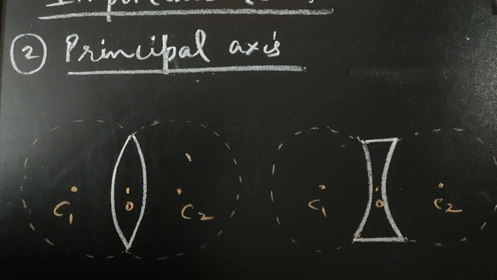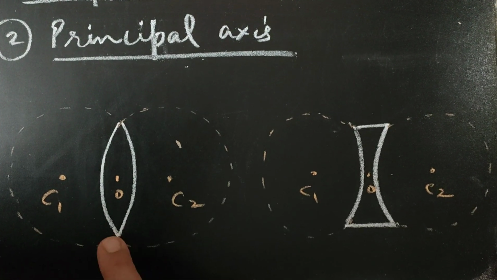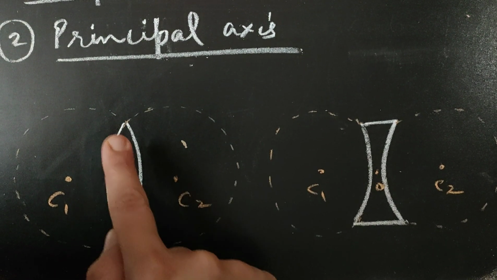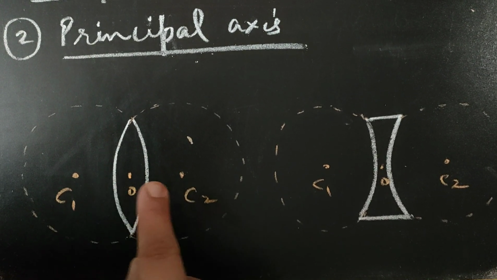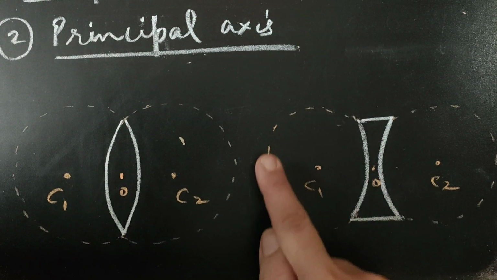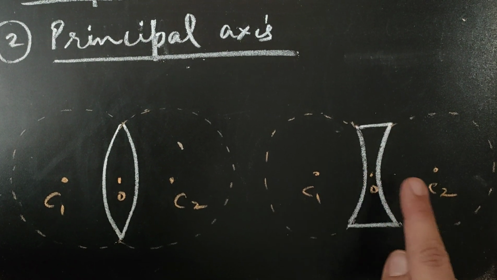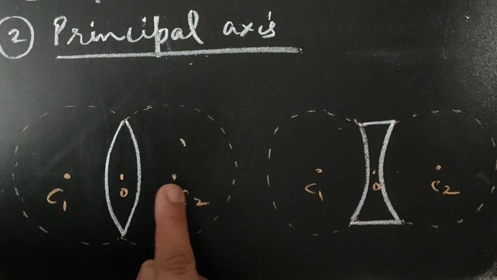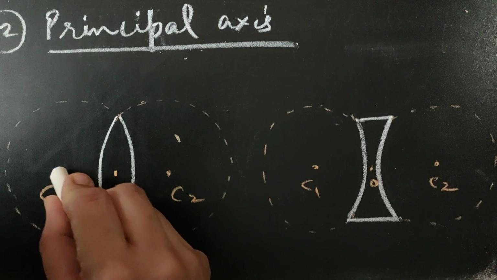Next is principal axis. Now these spherical lenses can be assumed to be a part of these spherical surfaces. If I complete the sphere with the help of these curves, I can mark the centers of these spheres. Similarly, a concave lens can be assumed to be a part of these spherical surfaces, and these are the centers of these spherical surfaces. Now the line joining the centers of these two spherical surfaces and the optical center of the lens is known as principal axis.